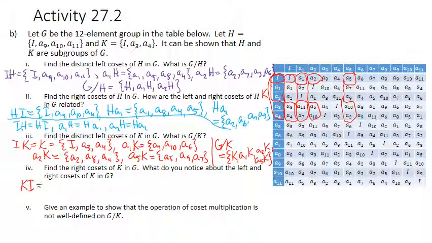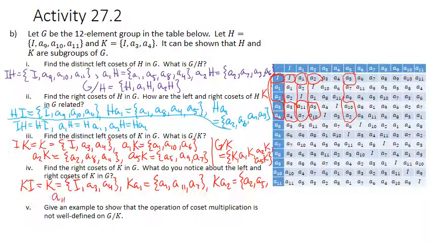So we start with KI, which is the same as K, which is just I, A3, A4. And then we have KA1, which is A1, A11, A7. And then we have KA2, which is A2, A5, and A10. And then finally we have KA5, which is A5, A10, and A2.